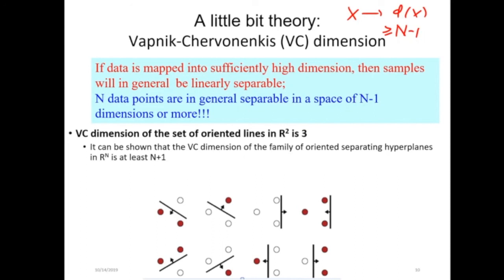Sure. Aren't we increasing the complexity of the model? Great question. If you go to phi(x), then what's the computational cost? That's exactly the question we're going to answer, and that's the reason for the kernel trick.